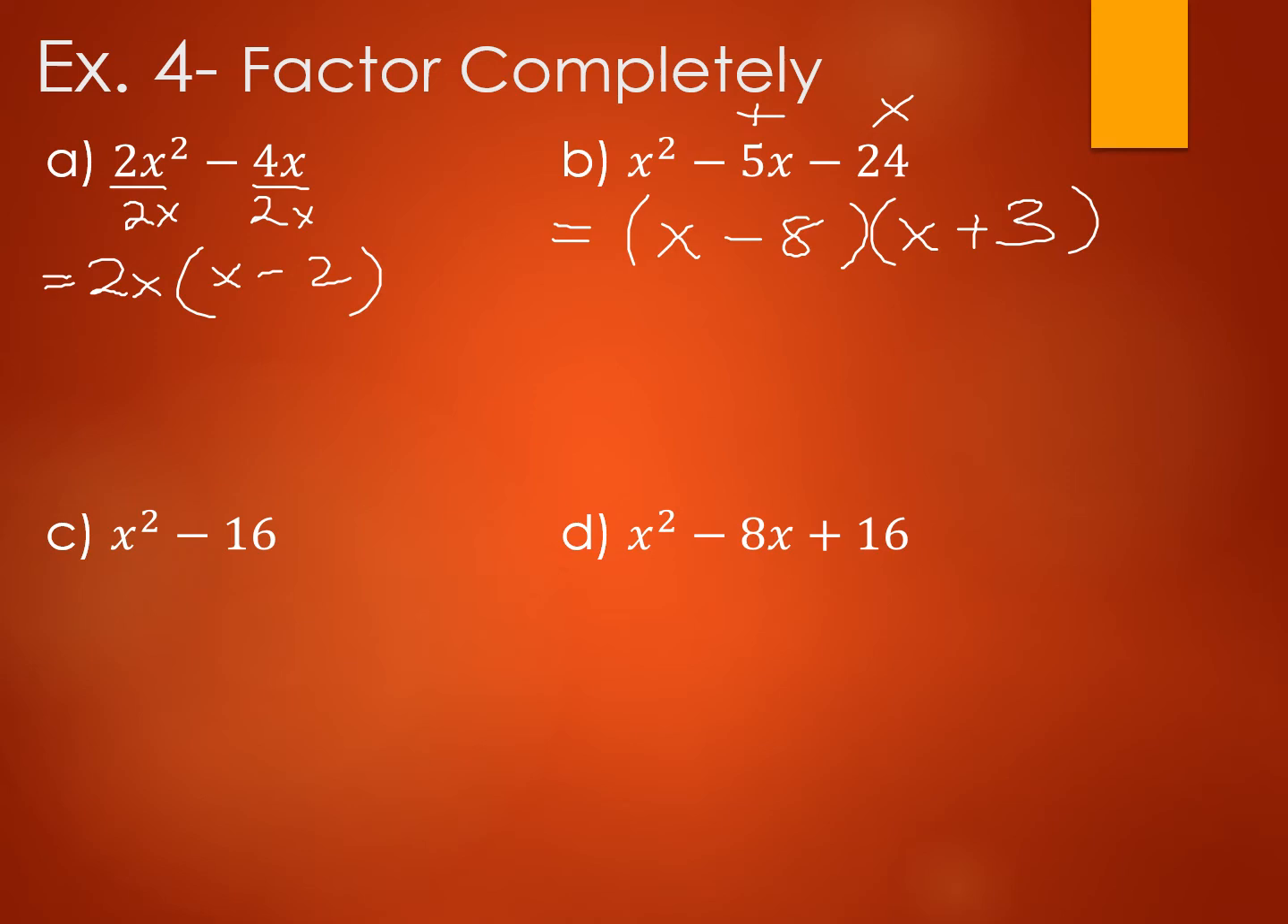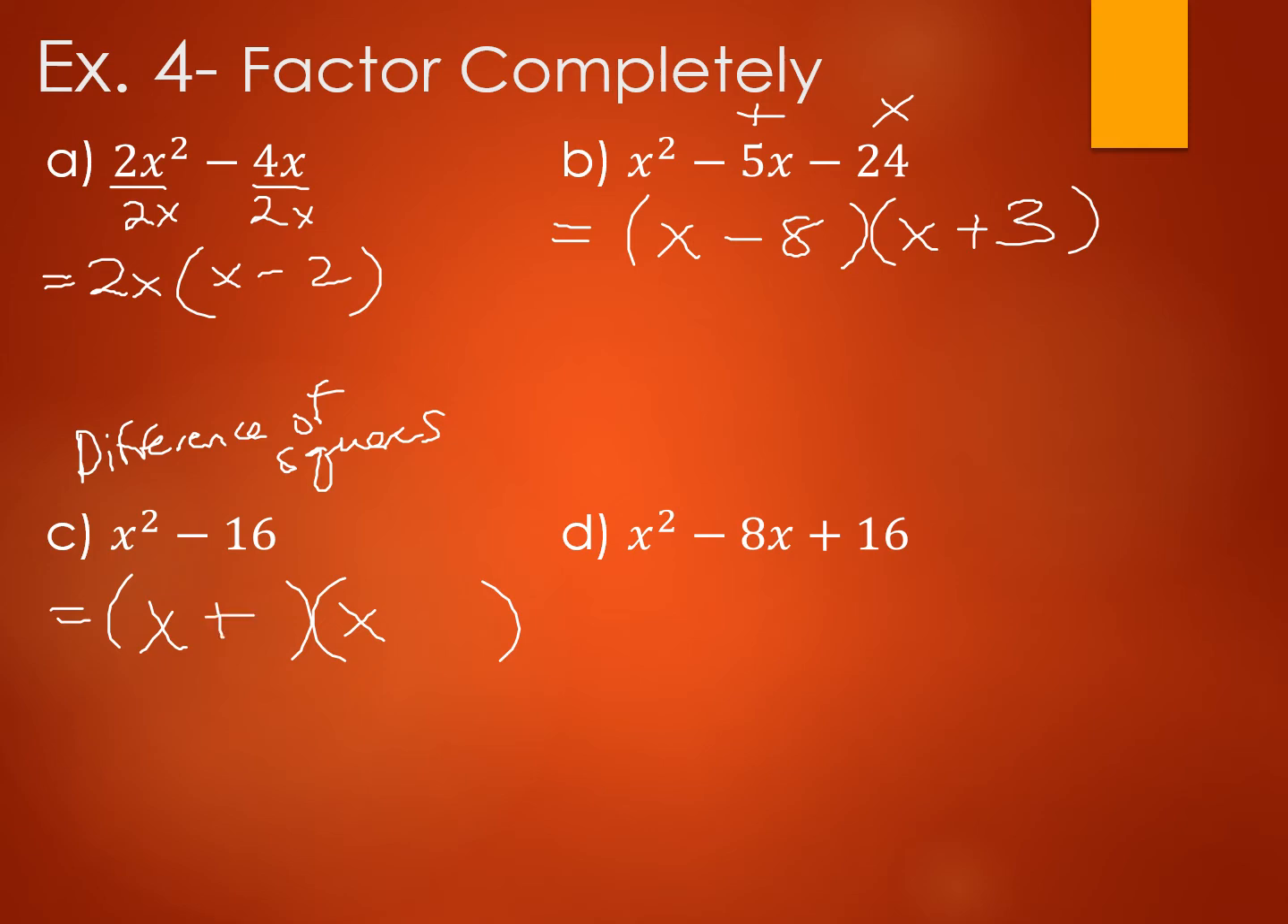C. This doesn't have a common factor other than 1. It's not a trinomial. It doesn't have 3 terms. This is called difference of squares. How do you know it's difference of squares? Difference meaning minus, 2 terms, and they both have nice square roots. When you recognize it's a difference of squares, 1's plus, 1's minus, and it's whatever the square root of 16 is, which in this case is 4. So x plus 4, x minus 4.